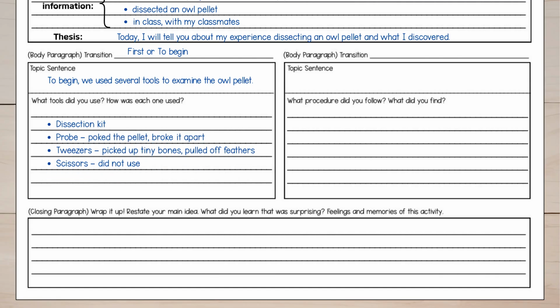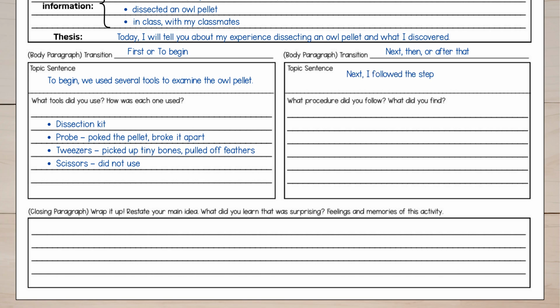Let's move on to the second body paragraph. In this paragraph, you'll answer the questions. What procedure did you follow? What did you find? For the next transition, you can write next, then, or after that. Then write the topic sentence in the box. You can write something like this.